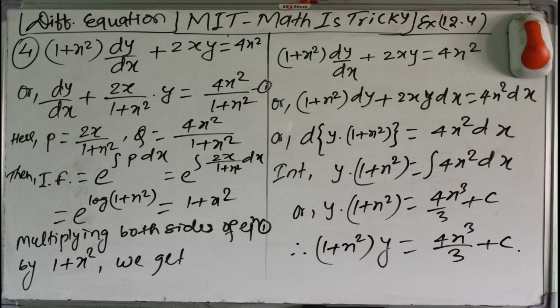4x² dx. Now integrating both sides, we get y(1 + x²) equals the integral of 4x², which is 4x³/3 + c. Therefore the required answer is (1 + x²) y = 4x³/3 + c. This is our complete solution for question number 4.